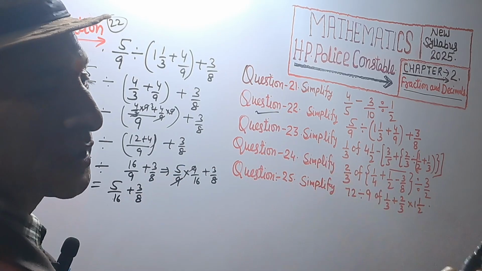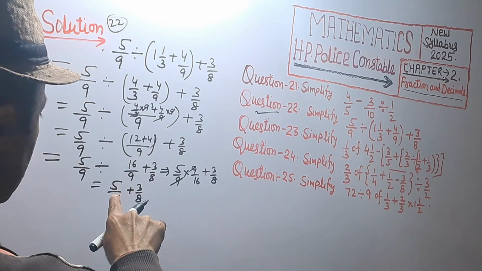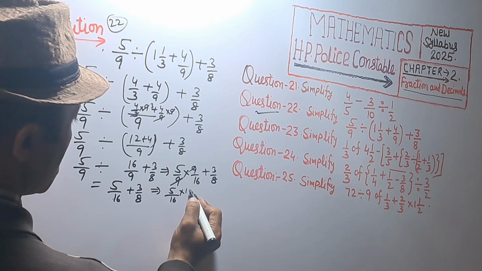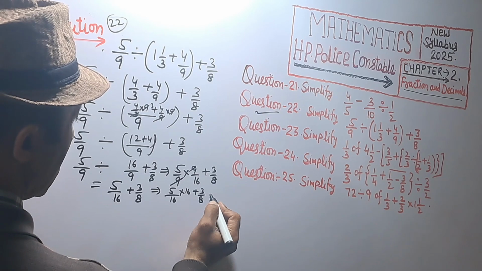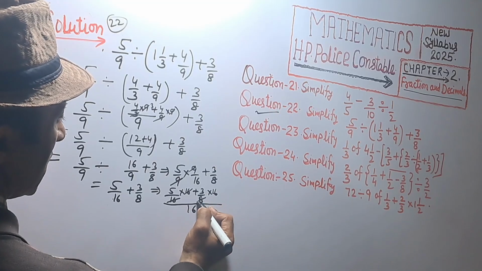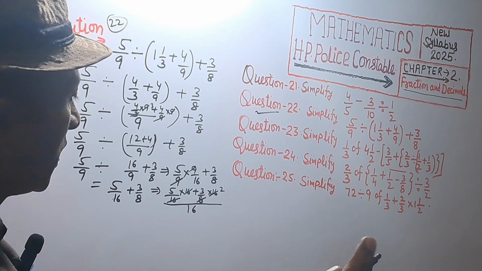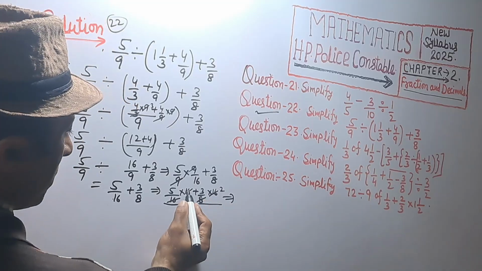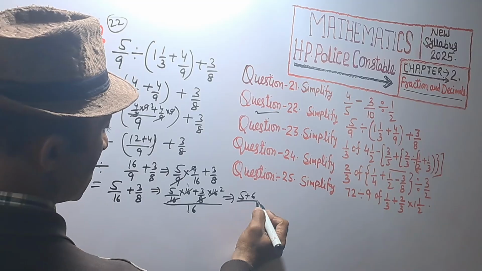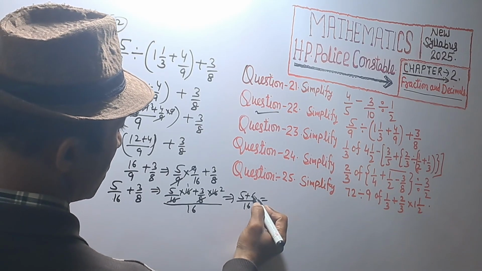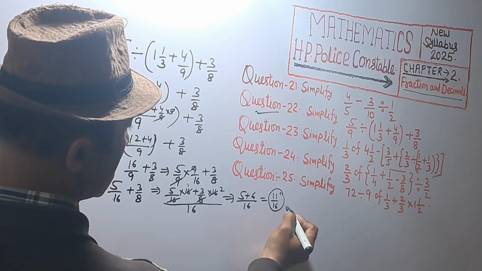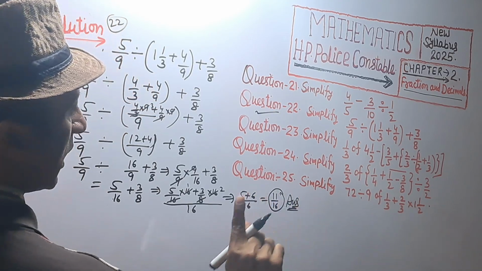The LCM of 16 and 8 is 16. So 5/16 into 16 plus 3/8 into 16, divided by 16 LCM. This is cancelled, and 8 2s are 16. So in the next step, 5 1s are 5 plus 3 2s are 6, divided by 16, equal to 6 plus 5, equal to 11/16. Answer.